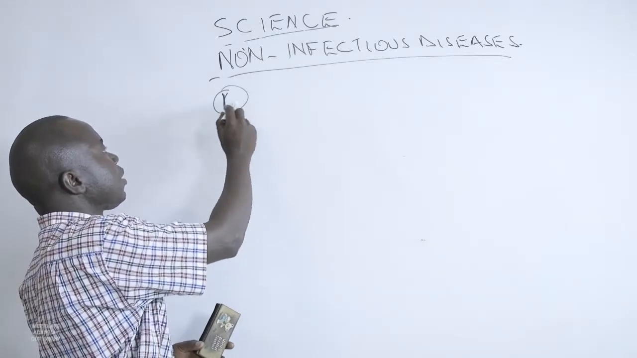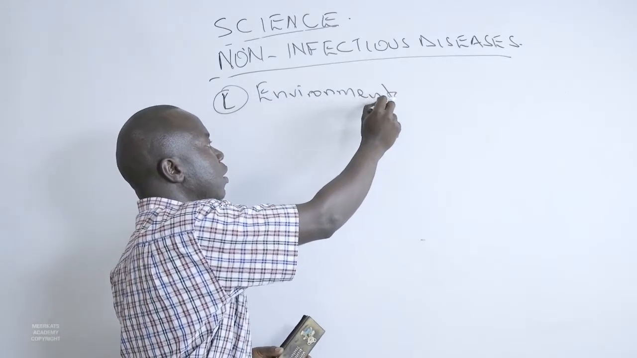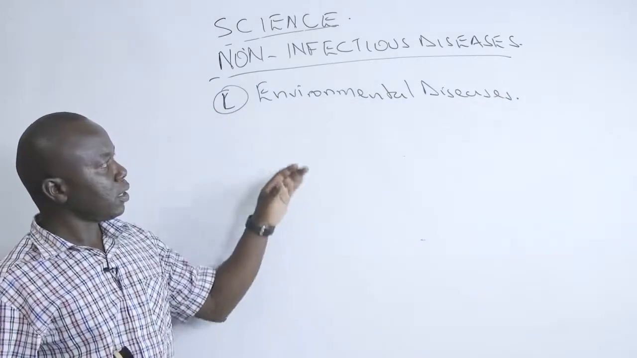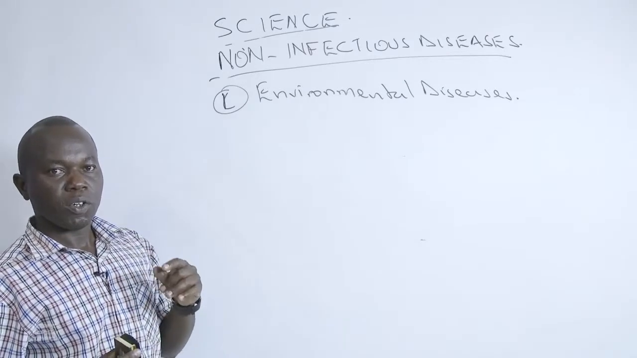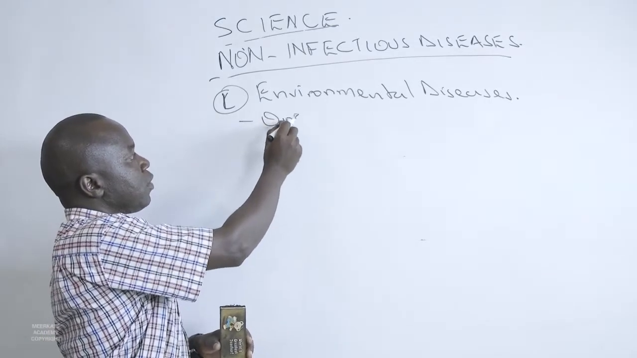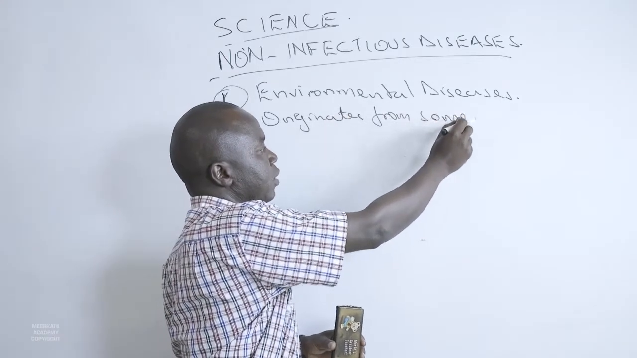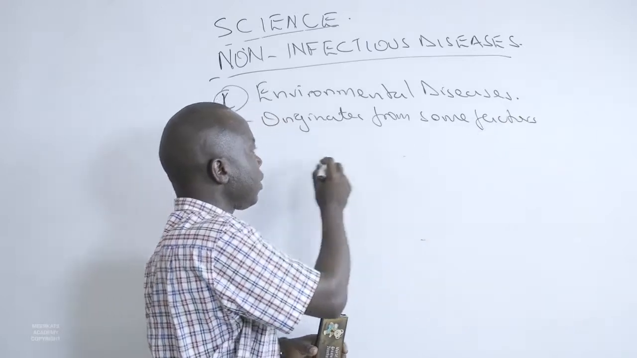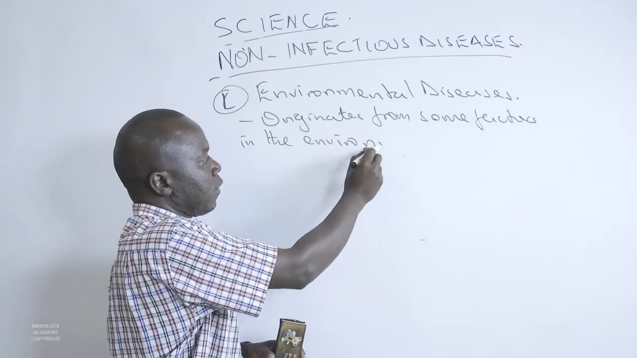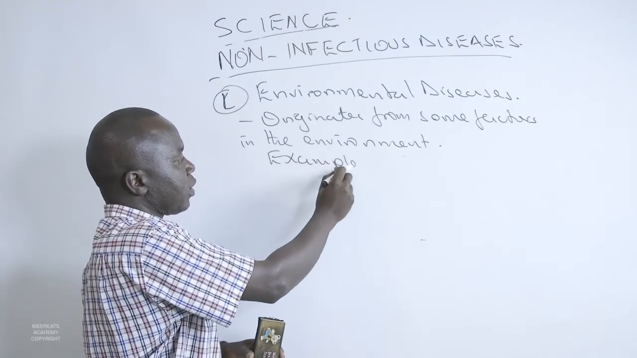The last category is environmental diseases. Environmental diseases are those that actually originate from some factors in the environment. Examples, you can look at some few examples.